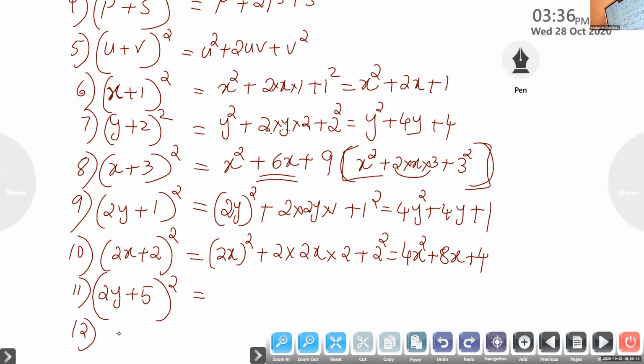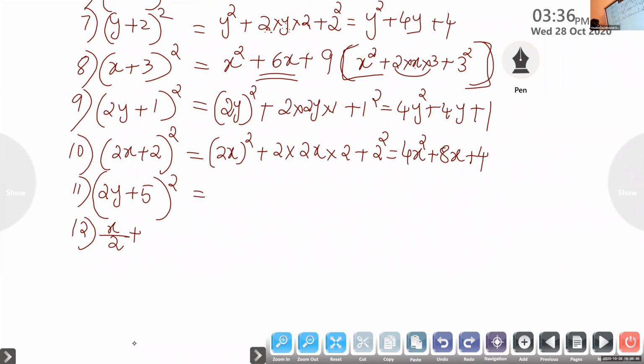4y square plus, 1 second. x by 2 plus 3y by 4 the whole square.